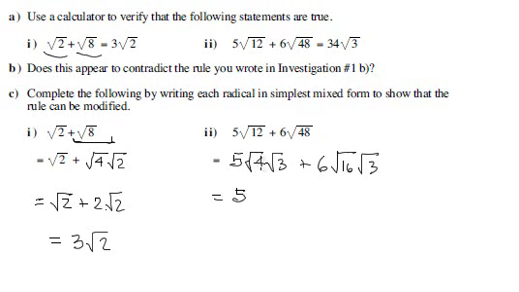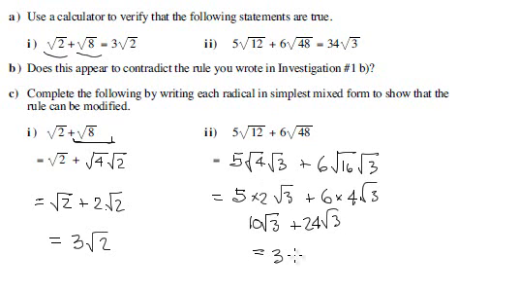So 5 root 4 is 2. And then we still have a root 3 we're stuck with. And then 6 times root 16 is 4. Root 3. That cleans up to 10 root 3 plus 24 root 3, which is 34 root 3.